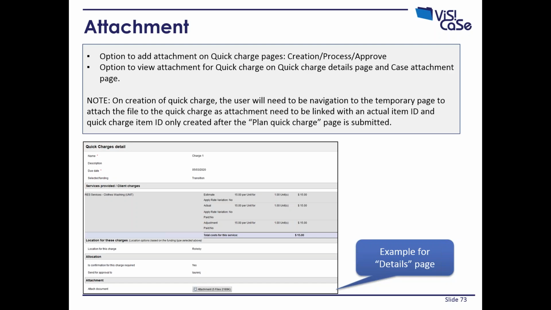Just a side note that when you do create a quick charge and you're still in the initial creation process, and you do wish to attach a document, the page will redirect you temporarily to a different page to attach the file, and then it'll redirect you back to this page. And that is it. Those are, I believe, the 9 major changes in workflow that 374 has brought along.